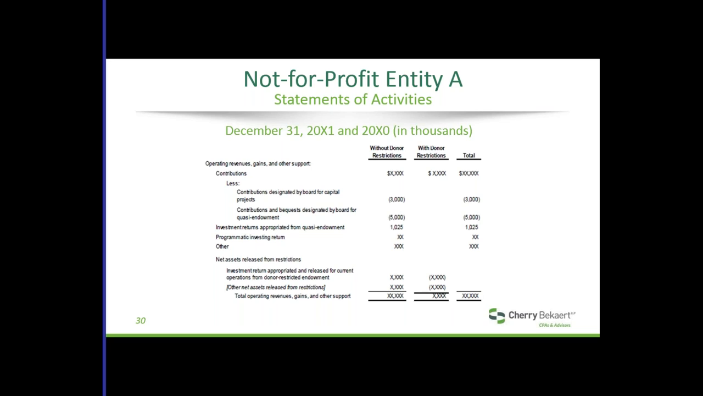And then one thing they're adding here is the next line, the investment returns appropriated from the quasi-endowment. So it's kind of the opposite. They're releasing investment returns that have been earned in this board designated endowment back into use for operations. So you see these. The effect of that is going to affect your total operating revenue, gains, and other support line down at the bottom.